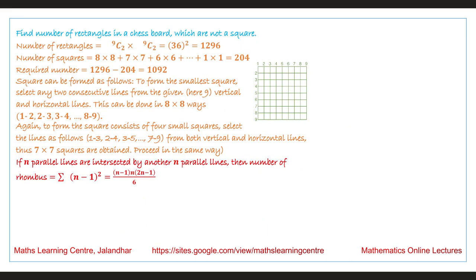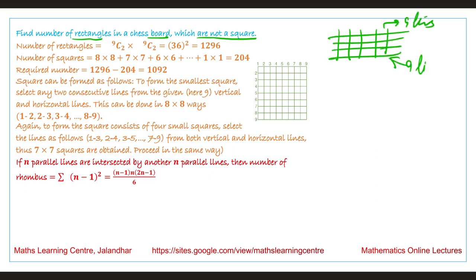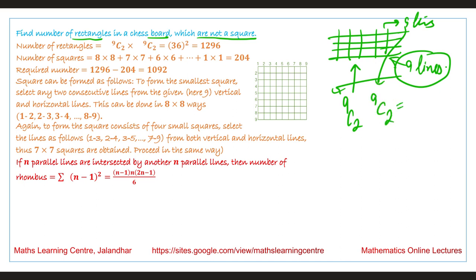So the question based upon this is, find the number of rectangles in a chessboard which are not a square. Now we know that when we are talking about a chessboard, in this direction we have 9 lines, and in this direction we have 9 lines. There are total 64 small boxes. Now we are saying the total number of rectangles that can be formed. The total number of rectangles means we have to choose 2 lines out of these parallel lines. So the answer we will obtain is 36 square, that is equal to 1296. These are the total number of rectangles that can be formed.